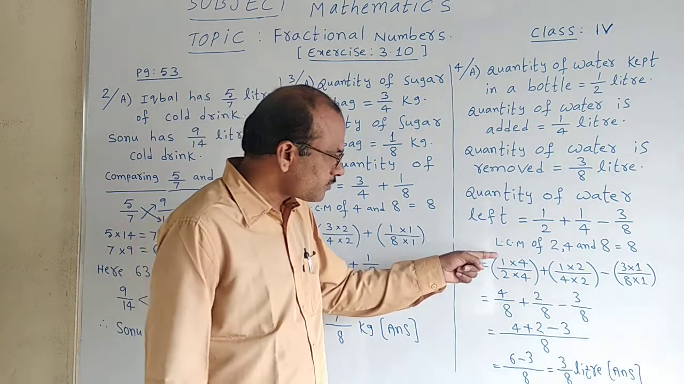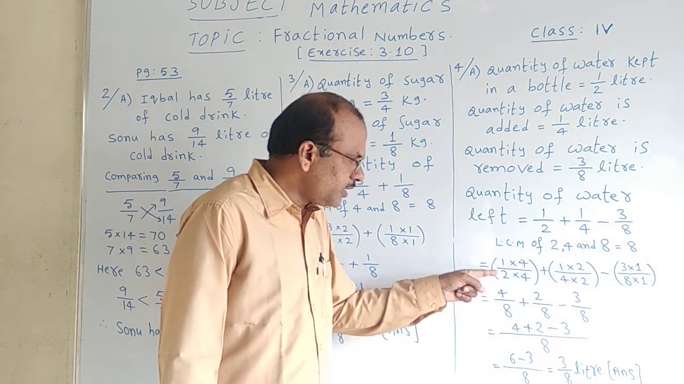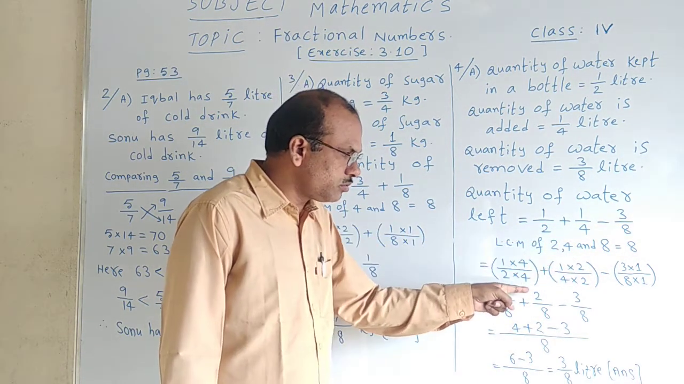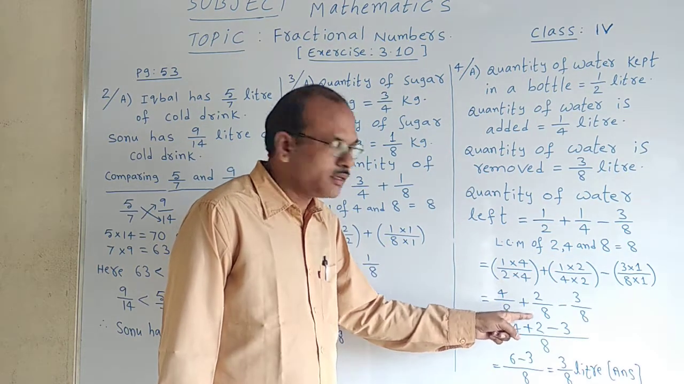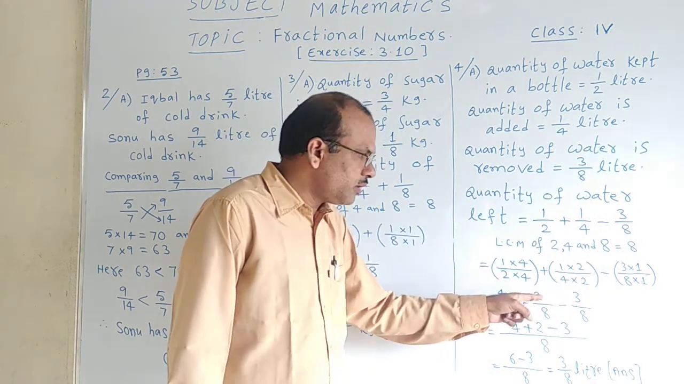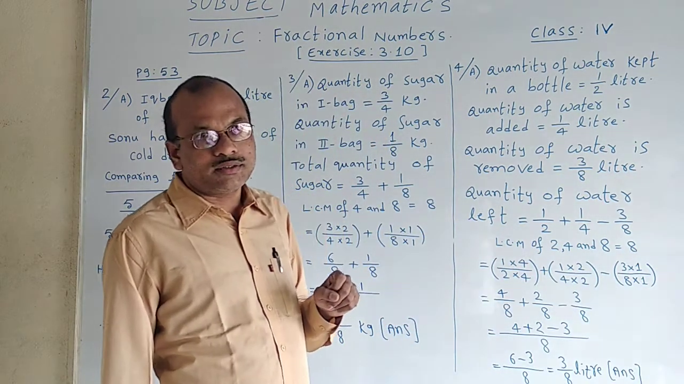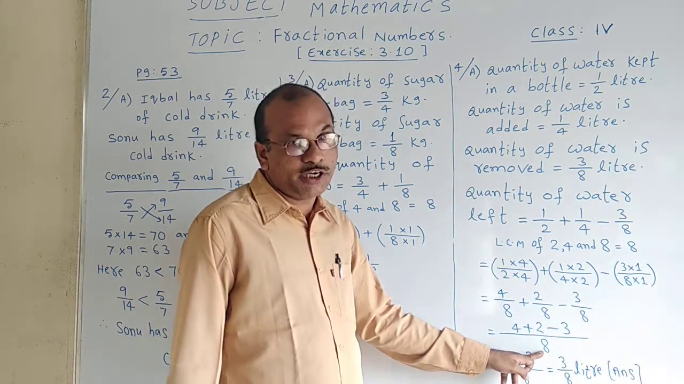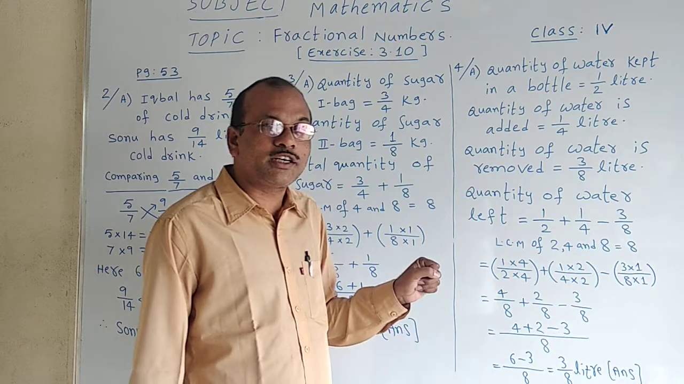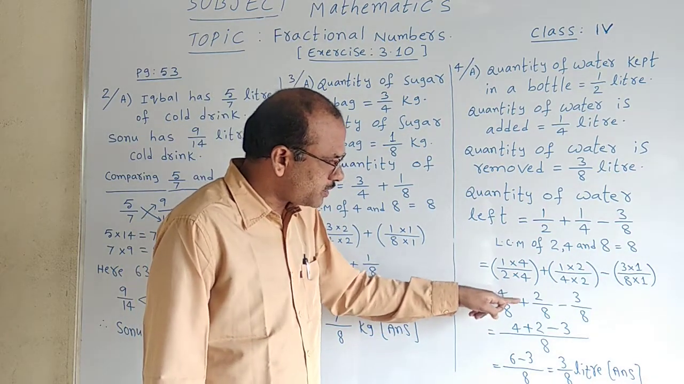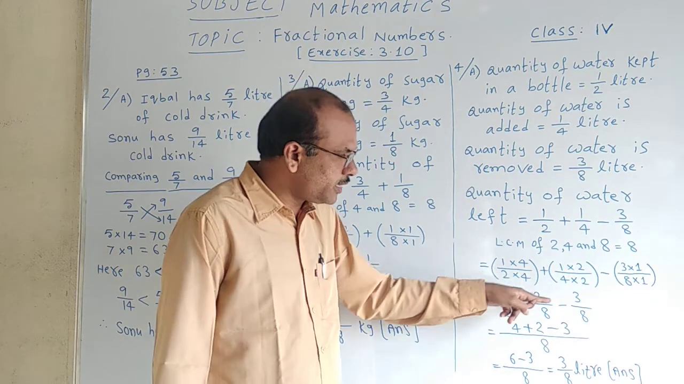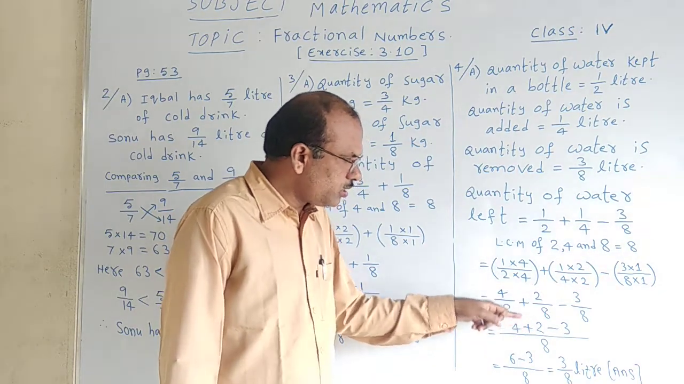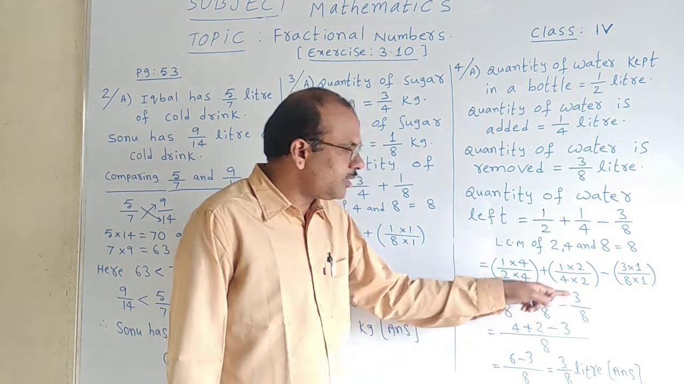Next, what happens? 1 4s are 4 by 2 4s are 8. Is it clear? Then plus symbol, 1 2s are 2 by 4 2s are 8. Minus 3 1s are 3 by 8 ones are 8. Now all denominators are 8. We will take a common denominator, that is 8 only. Then what are the numerators we have to write now? 4 plus symbol, 2 minus symbol, 3. Is it clear for you? 4 plus 2 minus 3.